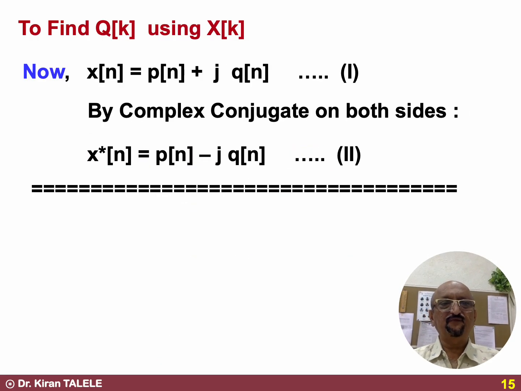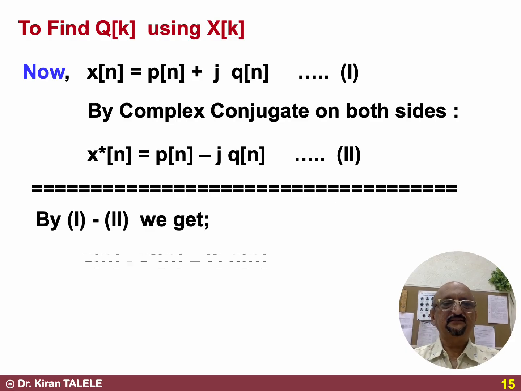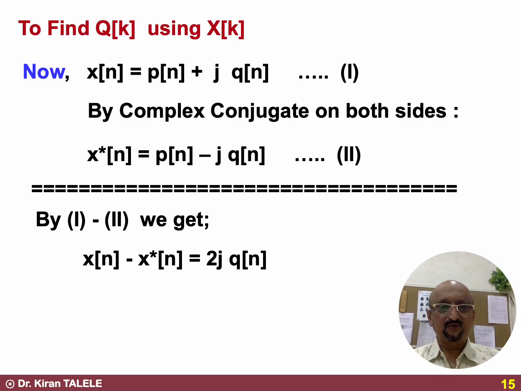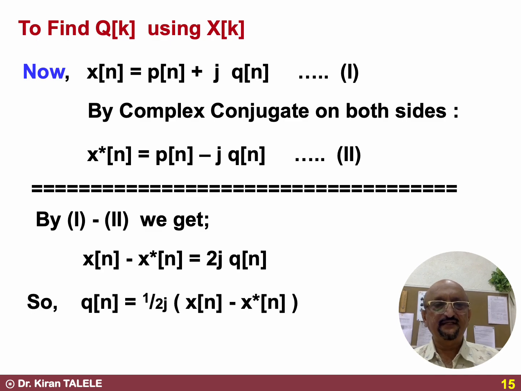Similarly, to find q of k using x of k, we have to write the expression of q of n in terms of x of n. That means we'll have to eliminate this p of n. To eliminate this, we'll subtract these equations. By subtracting, we'll get x of n minus x star of n equal to, p of n will get cancelled out, and we'll get twice of j q of n. So q of n equals 1 upon 2j times x of n minus x star of n.